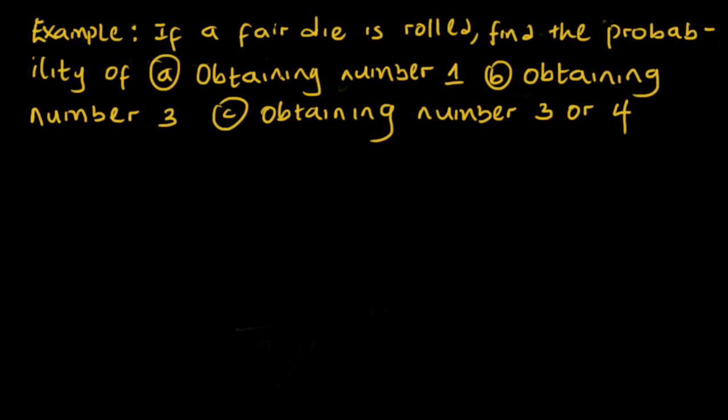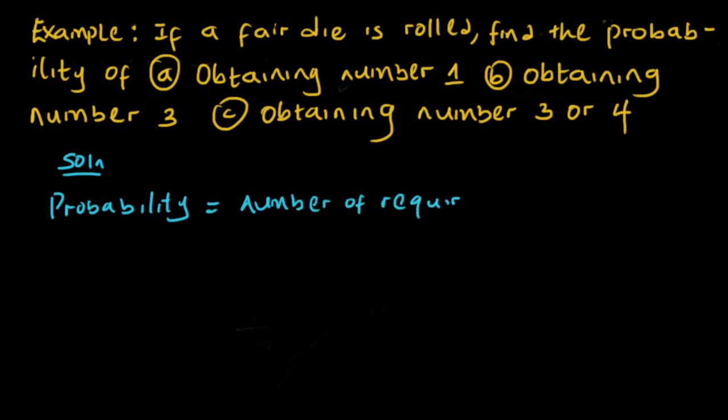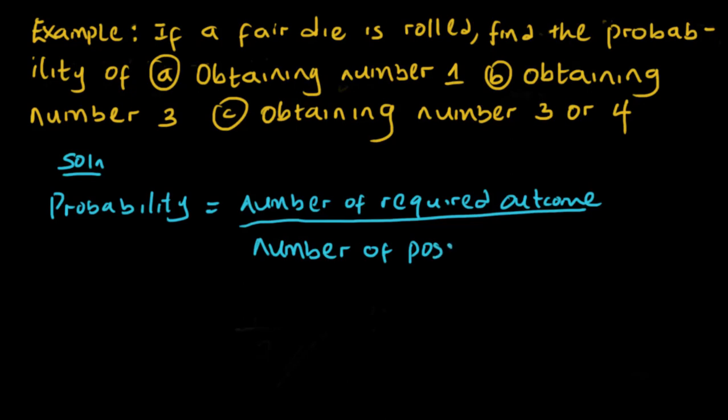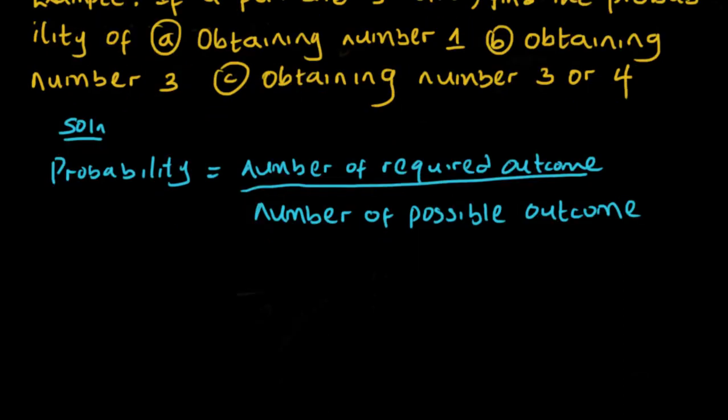Now, we've got this question. If a fair die is rolled, find the probability of obtaining number 1, obtaining number 3, obtaining number 3 or 4. Let's solve this. Remember, the first thing is to write the formula for probability. We have probability equals number of required outcome all over number of possible outcome. If I roll a fair die, I've got 6 possibilities. It's either I get 1, 2, 3, 4, 5, or 6. Does that make sense?